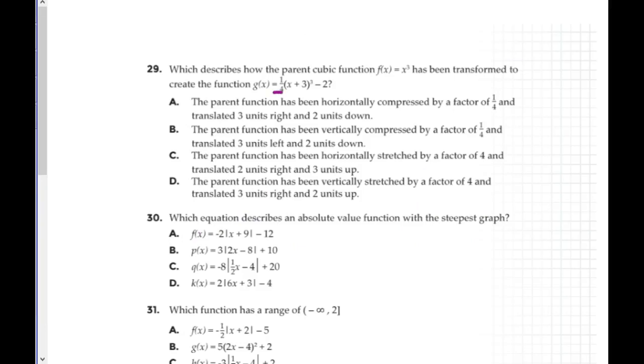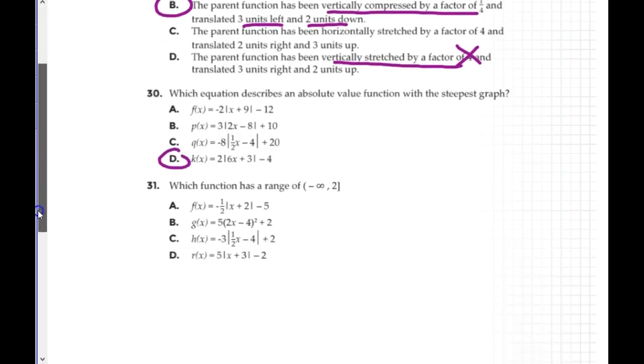Describing, so we got this vertical compression. Okay, vertically compressed by a factor of 1/4, that's good. Vertically compressed by a factor, but not 4. Cool. And then 3 left, 2 down, that's correct. Absolute value, steepest graph. Now you could graph these to see 4, 6, 12. Pretty sure it's D. You can graph them and compare them.